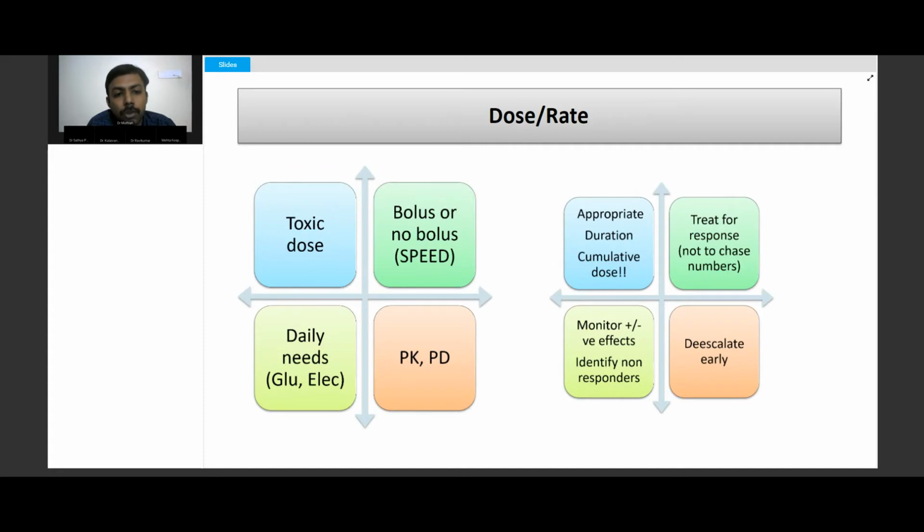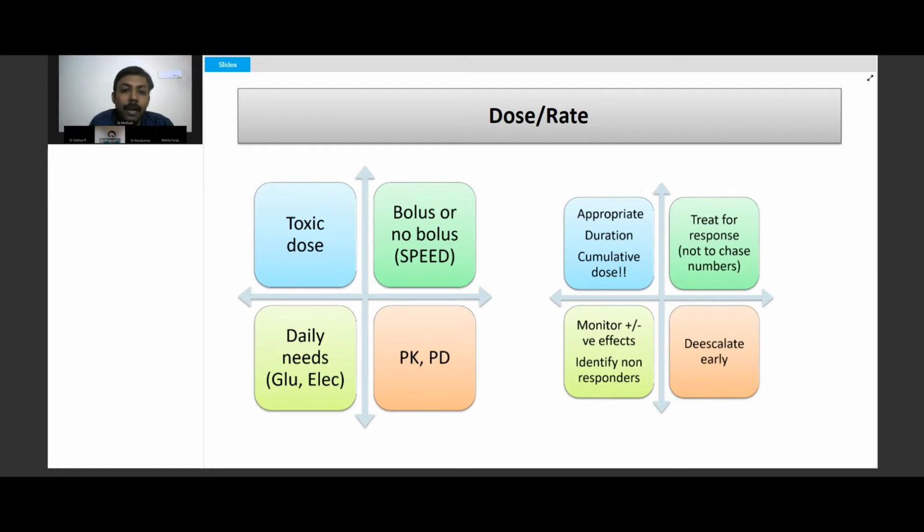So the toxic dose of fluid, we must know. The speed with which we have to give the bolus, the daily needs have to be satisfied, the kinetics and dynamics of the fluid need to be understood, and the appropriate duration for which the fluid has to be continued. Here we talk about cumulative dose, not the daily fluid positive balance, it's the cumulative fluid positivity. And treat for response, not to just chase some numbers. We monitor the ill effects of fluid, we identify non-responders during the course and stop fluid therapy in them, and we de-escalate as soon as possible.